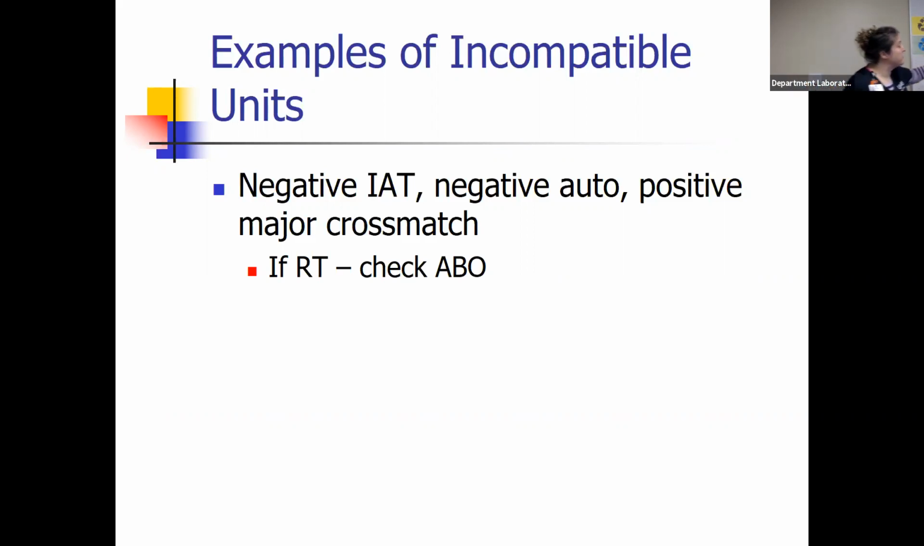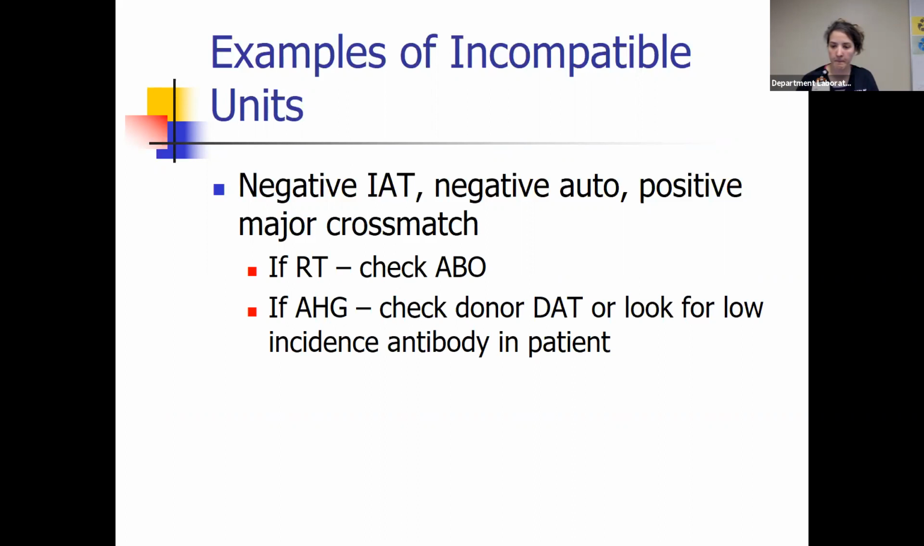Yeah, and always remember too, if it pops up that 4+ at initial spin, reconfirm your ABO compatibility, all right? Make sure your unit type is compatible with your patient. So would that include like A2 with anti-A1? Yeah.